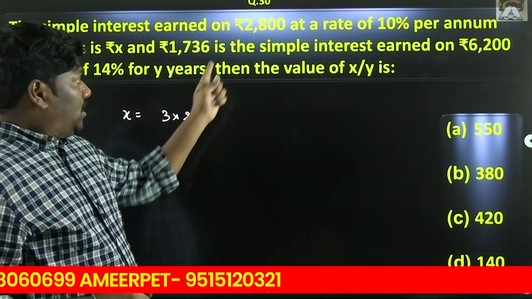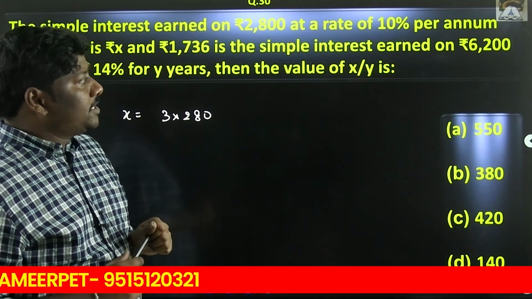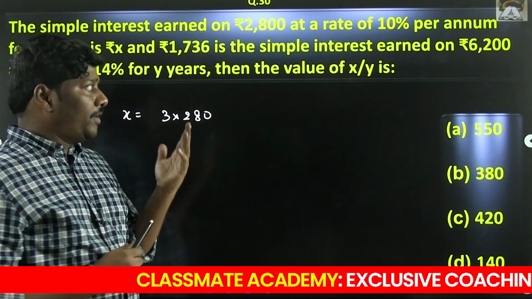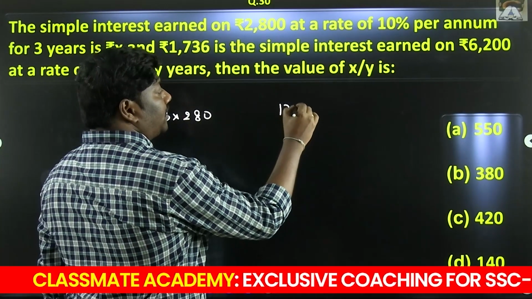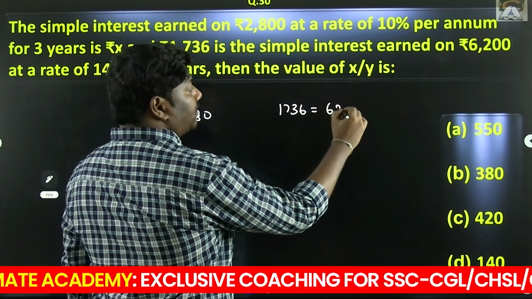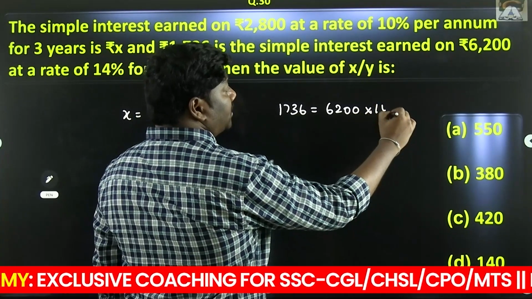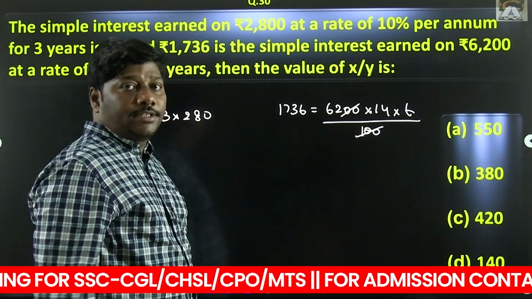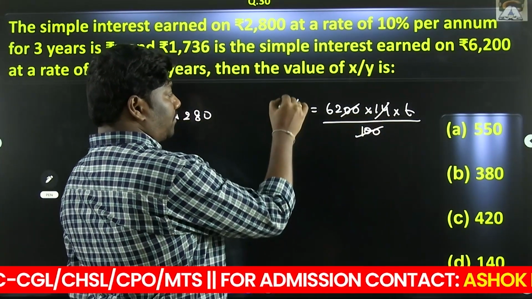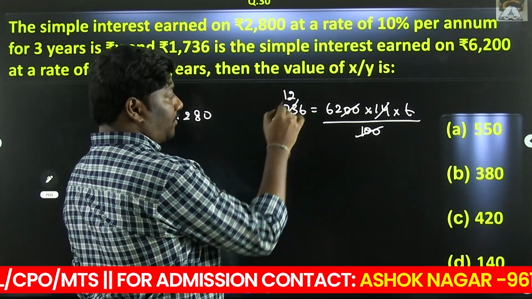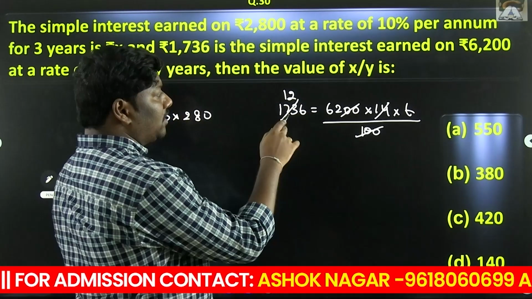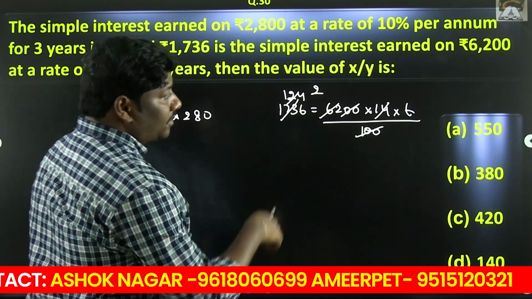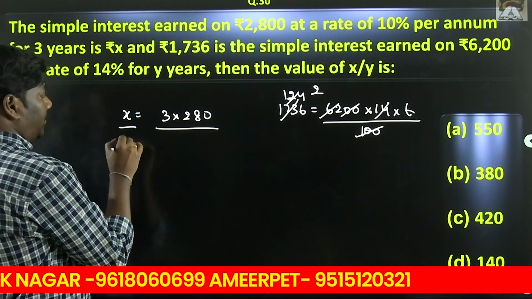Okay. And 1736 is the simple interest earned on 6200 at a rate of 14% for Y years. Now find out what is Y. 1736, principal is 6200, PTR na 14%. We don't know what is Y. 2 zeros, you cancel it. 14 ones are. Then after 14 twos are. Then after 14 you can say 4s are. 1s are, 2s are. Therefore t is equal to 2. Sorry, Y is equal to 2.